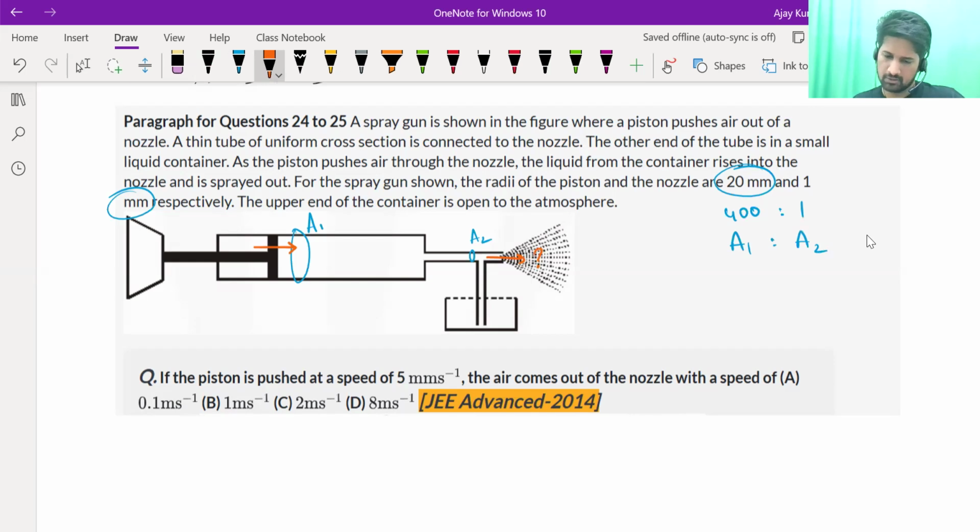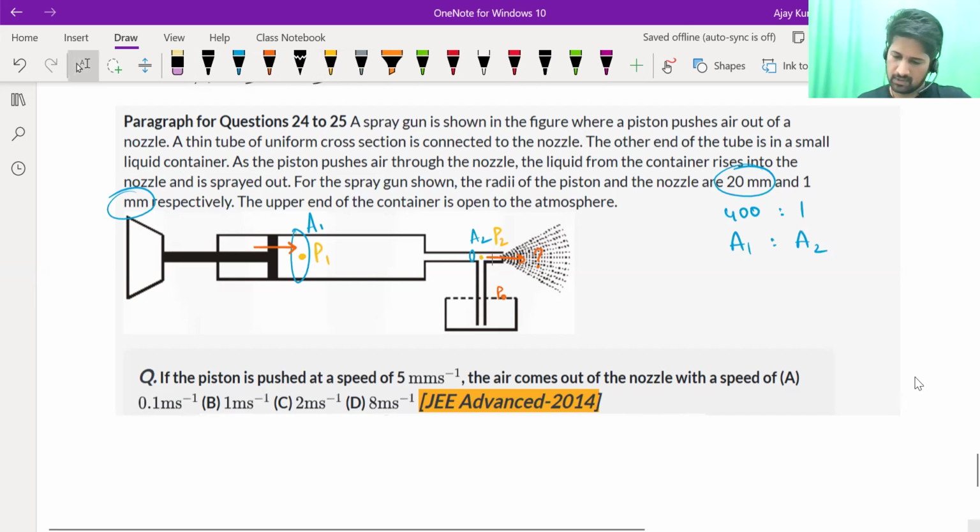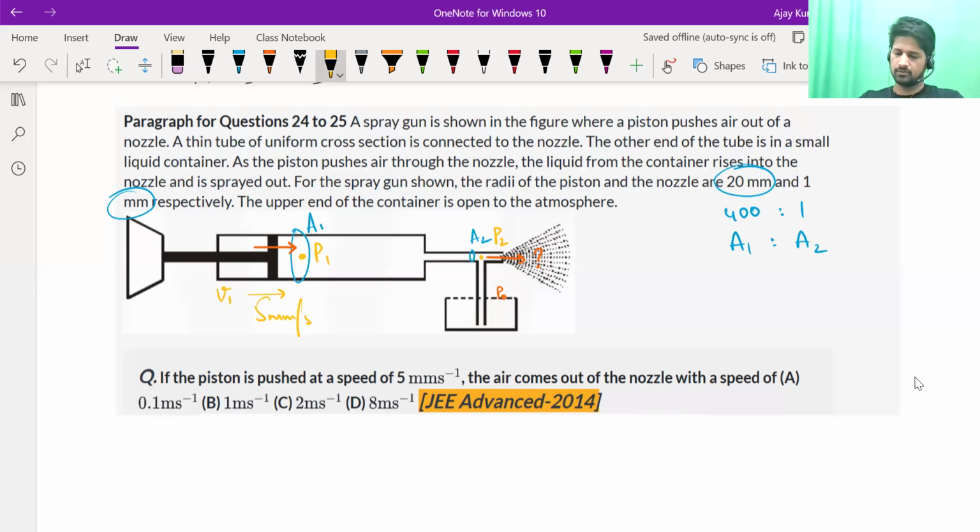The upper end of the container is open to atmosphere, so the pressure here is P naught. Let's say the pressure here is P1 and here is P2. So tell me, how did you write the equations? We know V1. V1 is given as 5 millimeter per second. How to derive V2? Did you directly apply the equation of continuity?